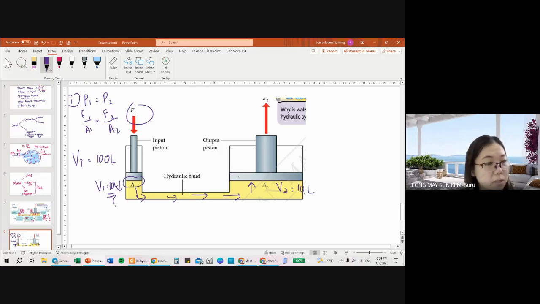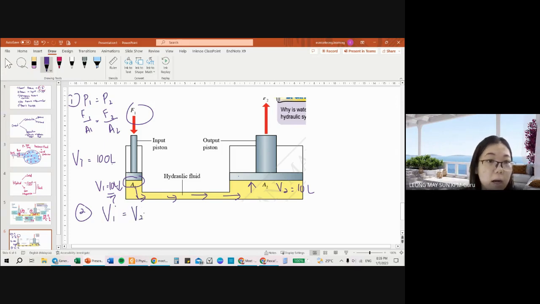Can you see where it is going? When you press down over here, the liquid will actually move towards the right-hand side, pushing it upwards by 10 liter. So in other words, the second part of Pascal's principle formula is: volume at the first piston is equal to the volume at the second piston.